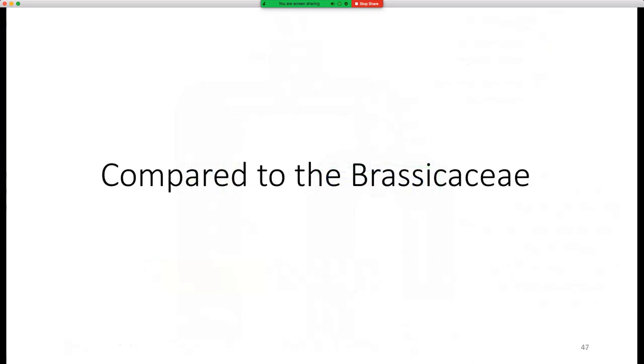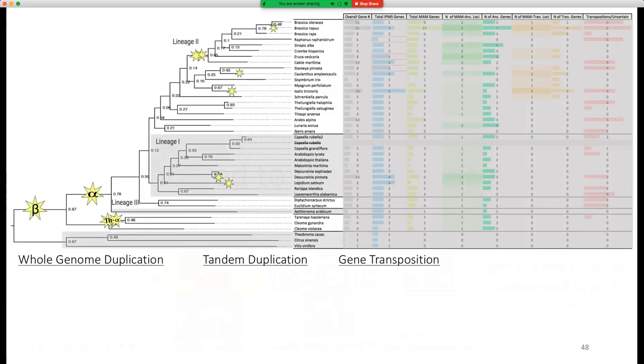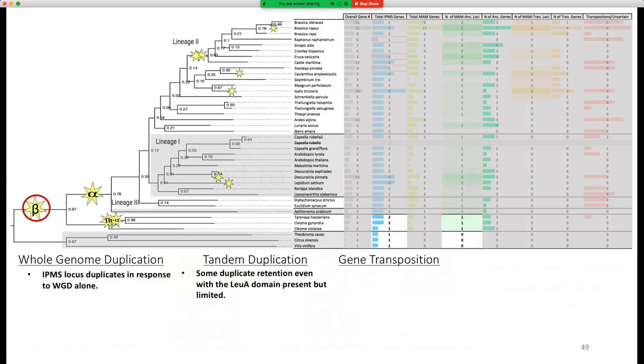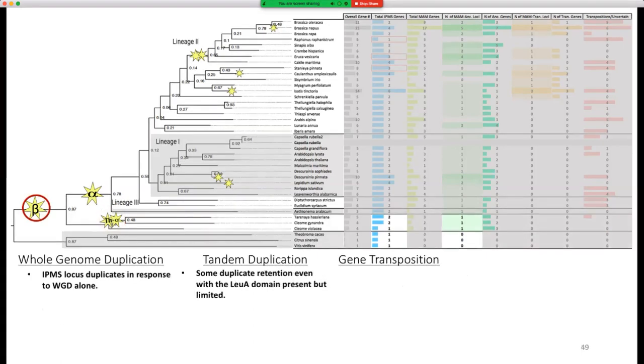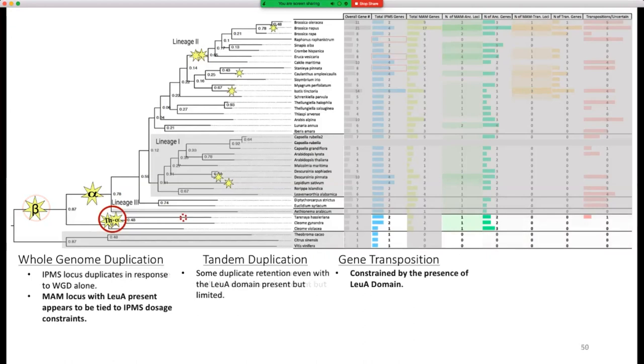Okay, so then quickly, I'm going to try and compare that to the Brassicaceae. Brassicaceae is a lot more complicated, so I'm going to try and be as clear as possible. Just telling you what we've already talked about. So the IPMS locus duplicates in response to a whole genome duplication alone. That's our SALT. And this was at the beta duplication event. And we can see that here where our outgroups have one IPMS and zero MAM loci. And then the tandem duplicates are found after some subfunctionalization, even with the leucine dimer domain.